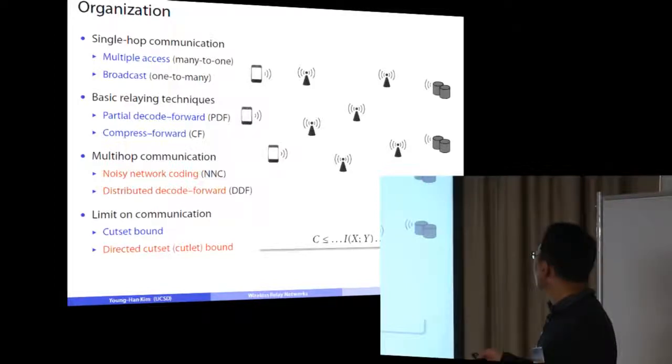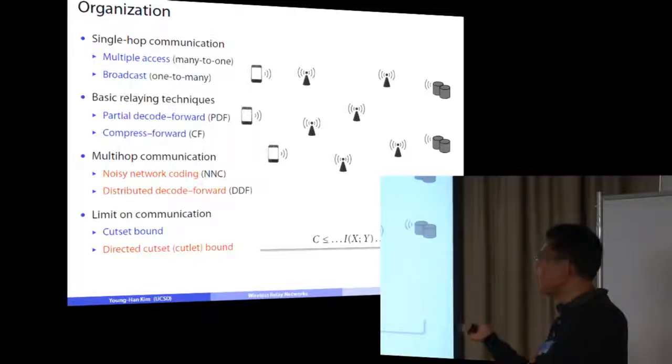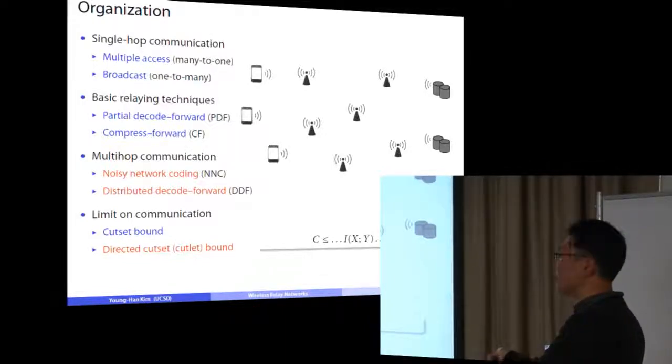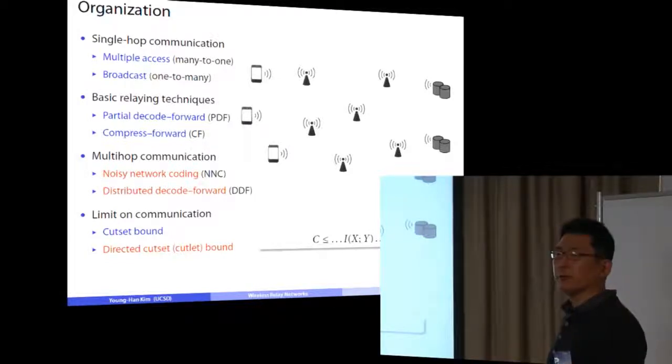Once we go over these coding schemes, we'll revisit the limit, the upper bound on the network capacity. We'll briefly review the cut-set bound, which is a very widely used capacity bound for general networks. And then we'll extend this to something called the directed cut-set bound, which I'd like to also call the cut-left bound, and you'll see the reason later. For these bounds, we typically upper bound the capacity using something we can relatively easily compute, which involves only a few channel variables and their mutual information.